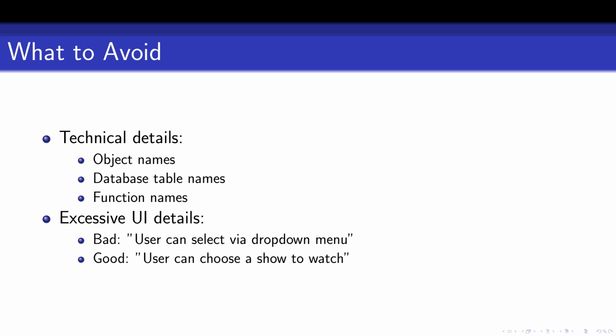When writing user stories, avoid overloading them with technical details or excessive UI specifics. For example, instead of saying, user can select via drop-down menu, use, user can choose a show to watch. The latter focuses on the user's goal and leaves implementation details to the development team. This keeps the story flexible and focused on value delivery.